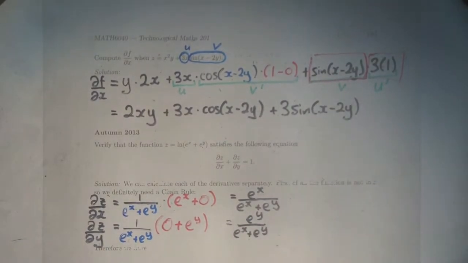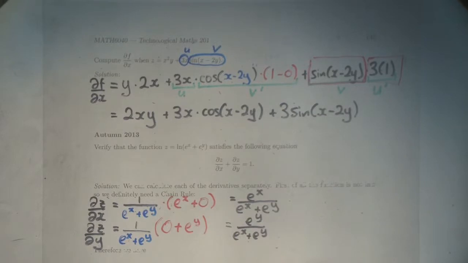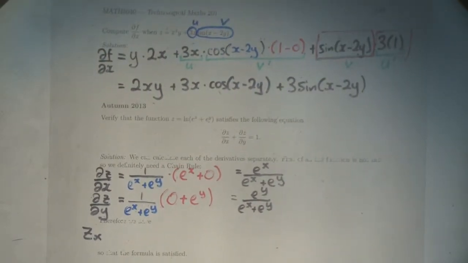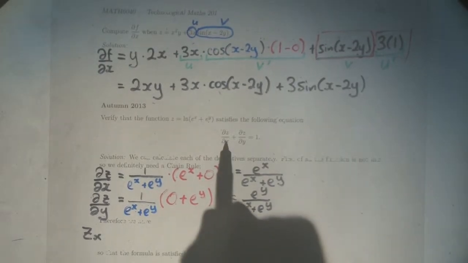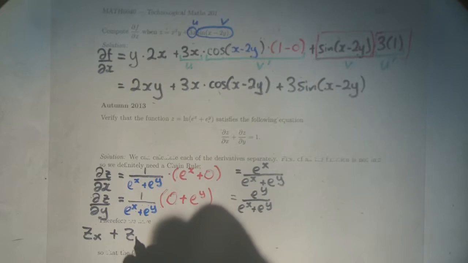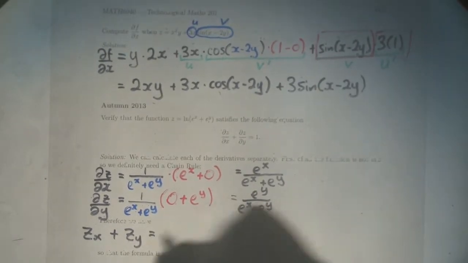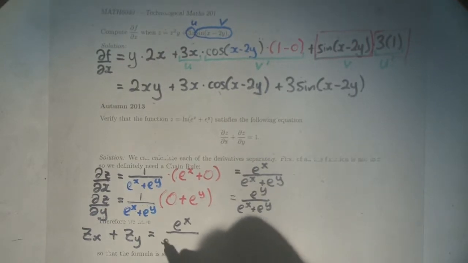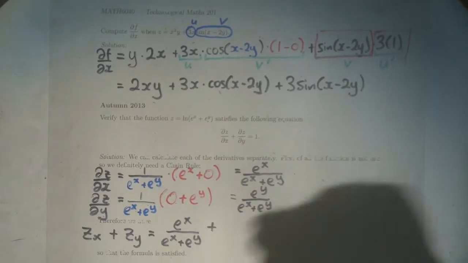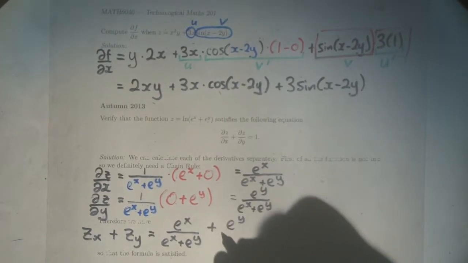Now I'll add these together and I'll use a slightly different notation. I'm going to use z_x, because we're going to see this a little bit later on. So that's the same as this: differentiate z with respect to x, plus differentiate z with respect to y. Let's calculate it. We get e to the x divided by e to the x plus e to the y, plus the derivative with respect to y, which is e to the y divided by e to the x plus e to the y.